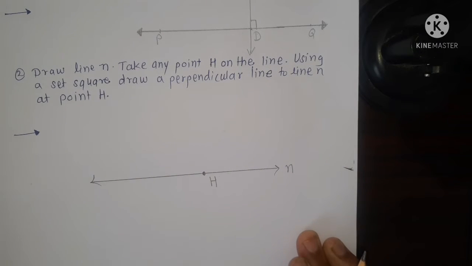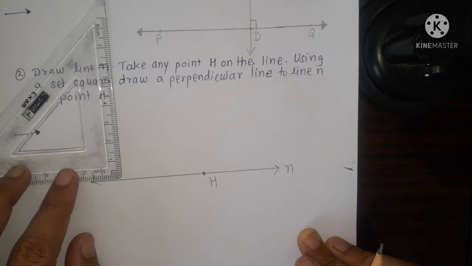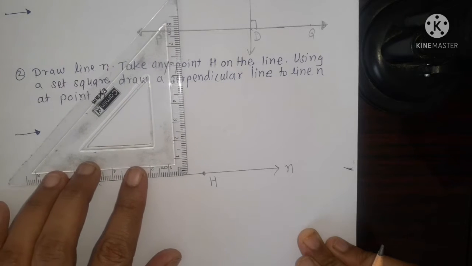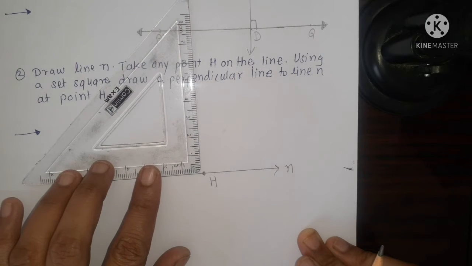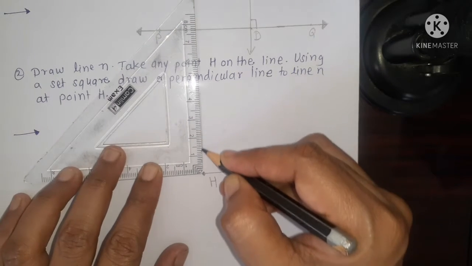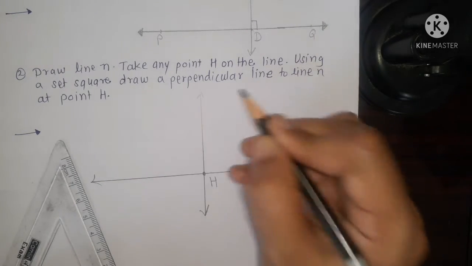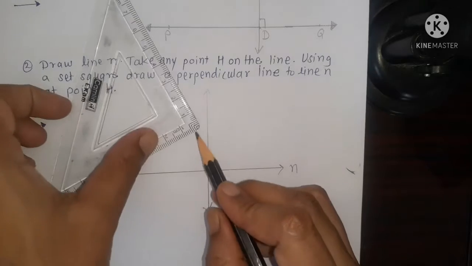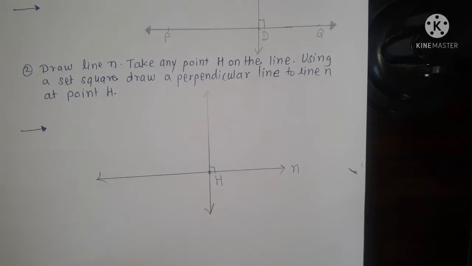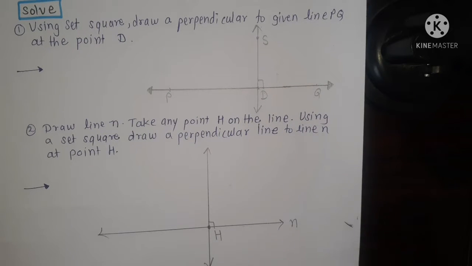We use a set square to draw a perpendicular line. Put the set square on line N and drag it towards the point H. We stop here and draw a perpendicular line to the given line N. Here is the right angle corner. In this way, we can draw a perpendicular line by using a set square.